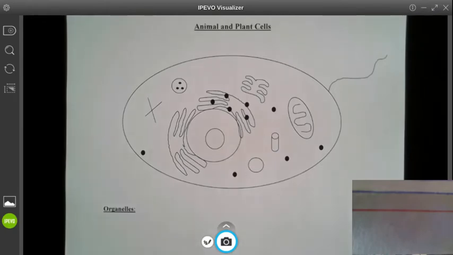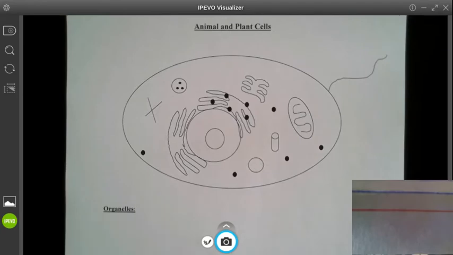We're going to go over the parts of the cell. If you're a remote learner or you were absent, please draw this. Label it so you have it. Don't just watch, actually draw it yourself. I'm going to go over both an animal and a plant cell.